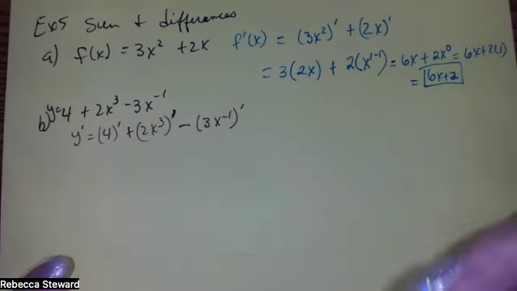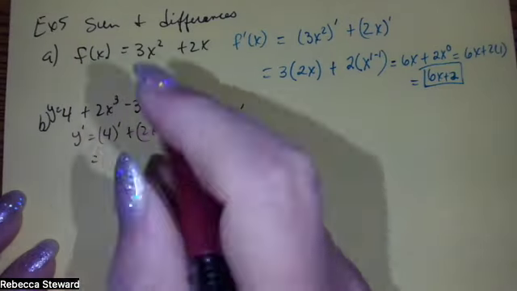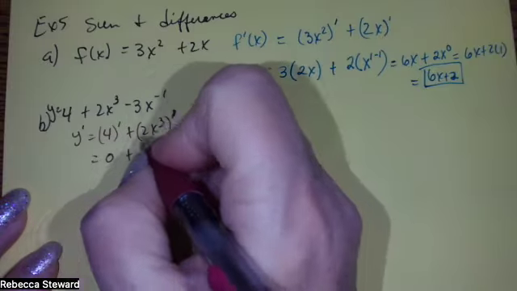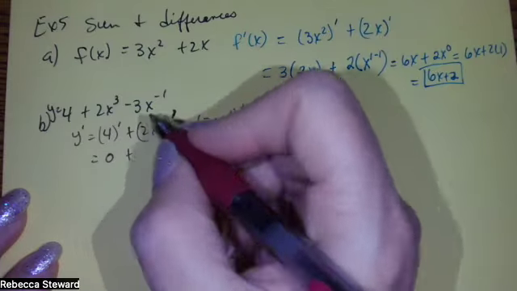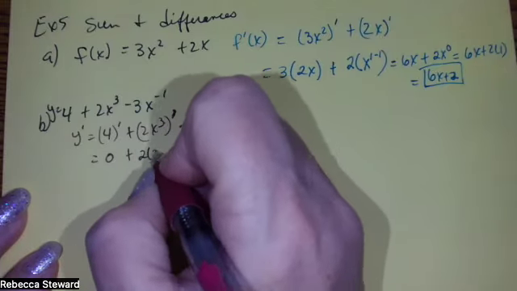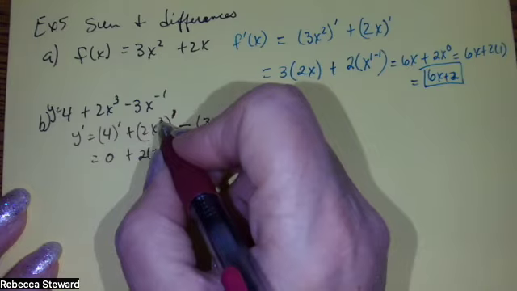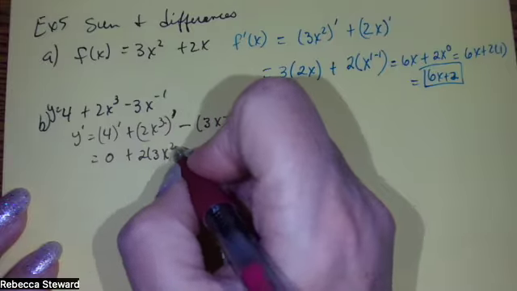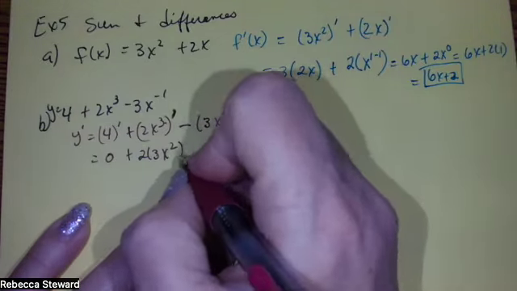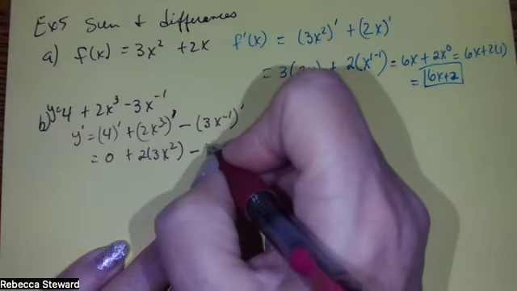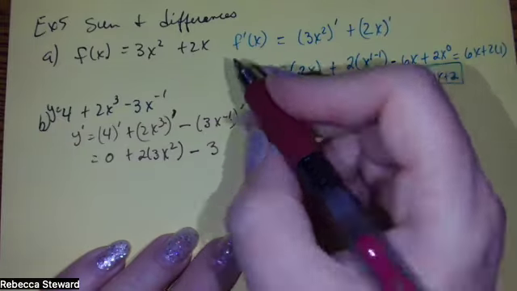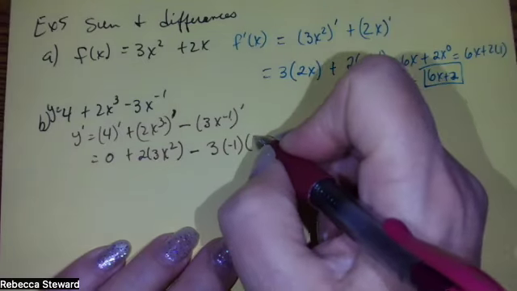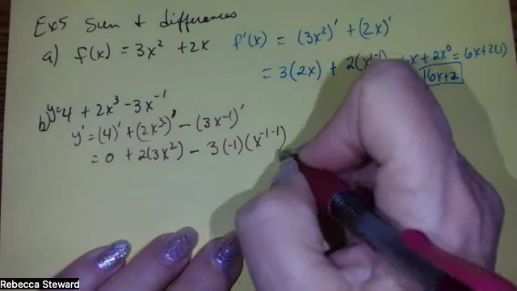All right. So let's work on that derivative. The derivative of 4 will be 0. This will become 3 times 2. So we have our 2. Our 3 comes out, and this will become x squared, because 3 minus 1 will get us 2. Minus, we have our 3. The exponent comes down as a negative 1, and then this will be our x to the negative 1 minus 1.